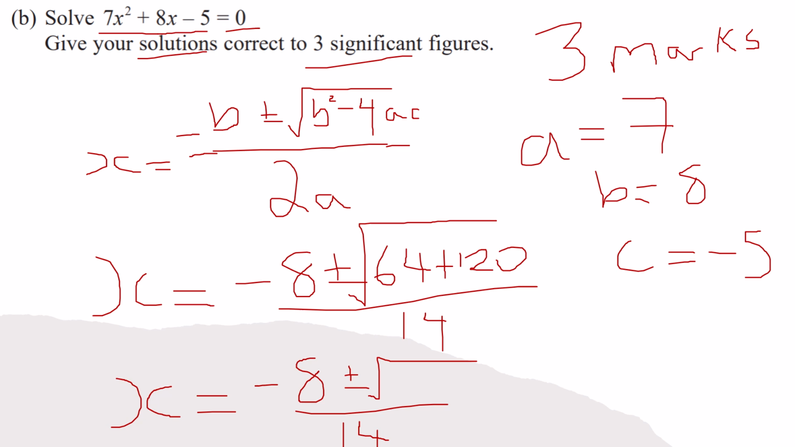So 64 came from b squared. 8 squared is 8 times 8, which is 64. I did minus 4 times 7 times minus 5. Minus times a positive makes a minus, so minus 4 times 7 is minus 28. And then minus 28 times minus 5. No, sorry, I made a mistake. Sorry, it's not 120. Sorry about that. It should be 140, not 120.